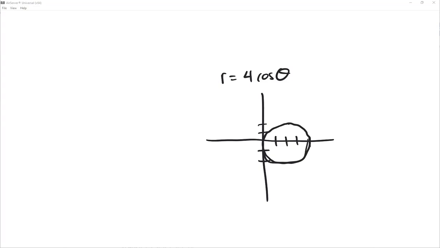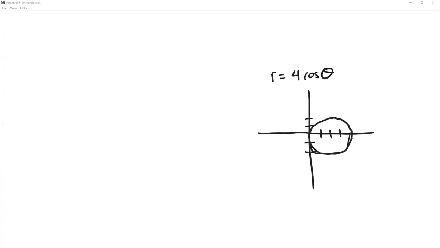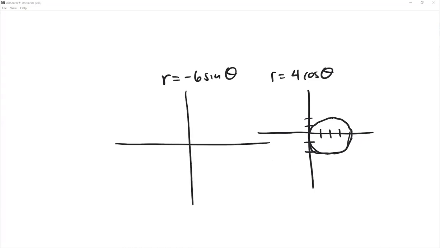I made a mistake. I don't want to emphasize the symmetry part. So just so you know, number 7 will be a problem like this, where it's going to be like 4 cosine theta, -6 sine theta, so on and so forth. So this is going to be what? 1, 2, 3, 1, 2, 3, 1, 2, 3, 4, 5, 6. Okay, something like that.